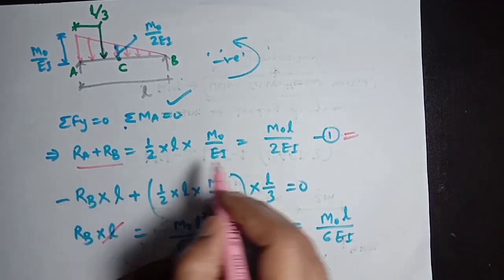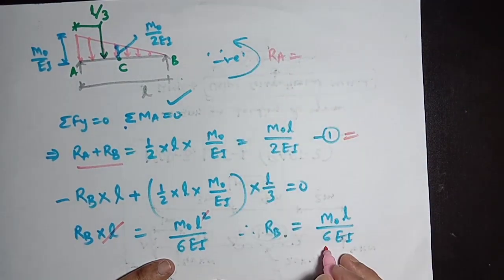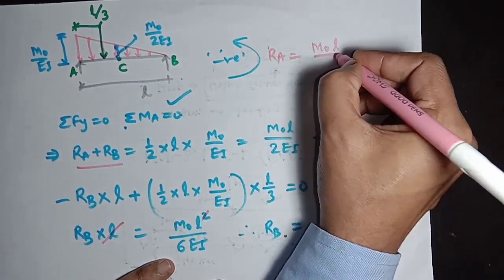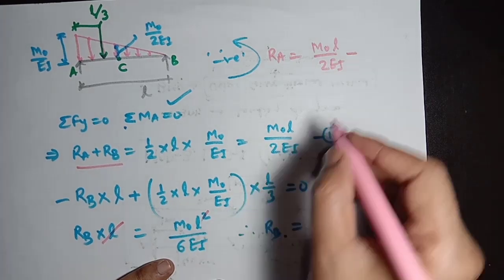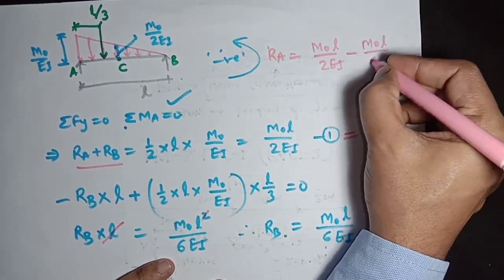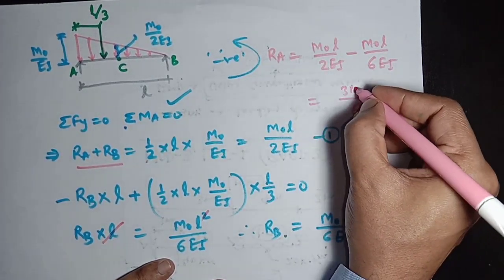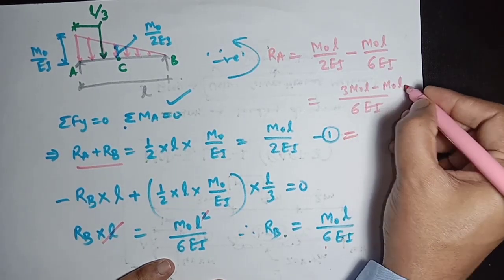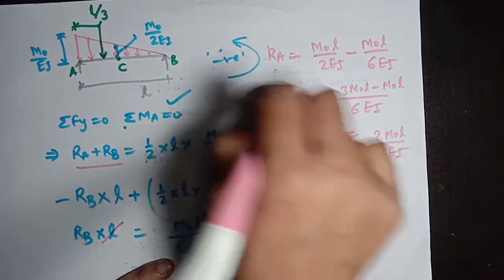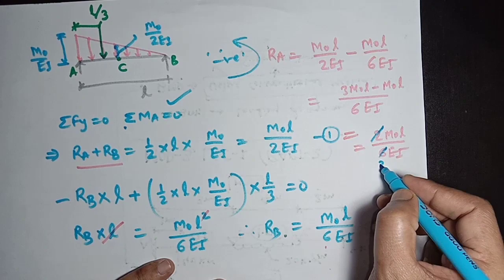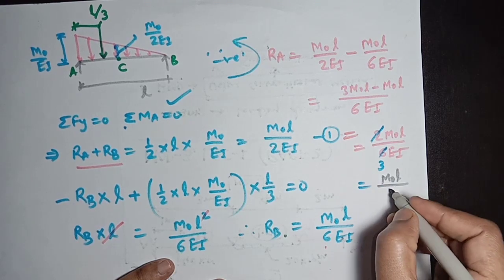Ra plus Rb equals M0 L divided by twice EI. So Ra will be M0 L divided by twice EI minus Rb, which is M0 L divided by 6 EI. Now it will be 3 M0 L minus M0 L over 6 EI, so it will be twice M0 L divided by 6 EI. 2 divided by 6 will be 1 by 3, so it will be M0 L divided by thrice EI.